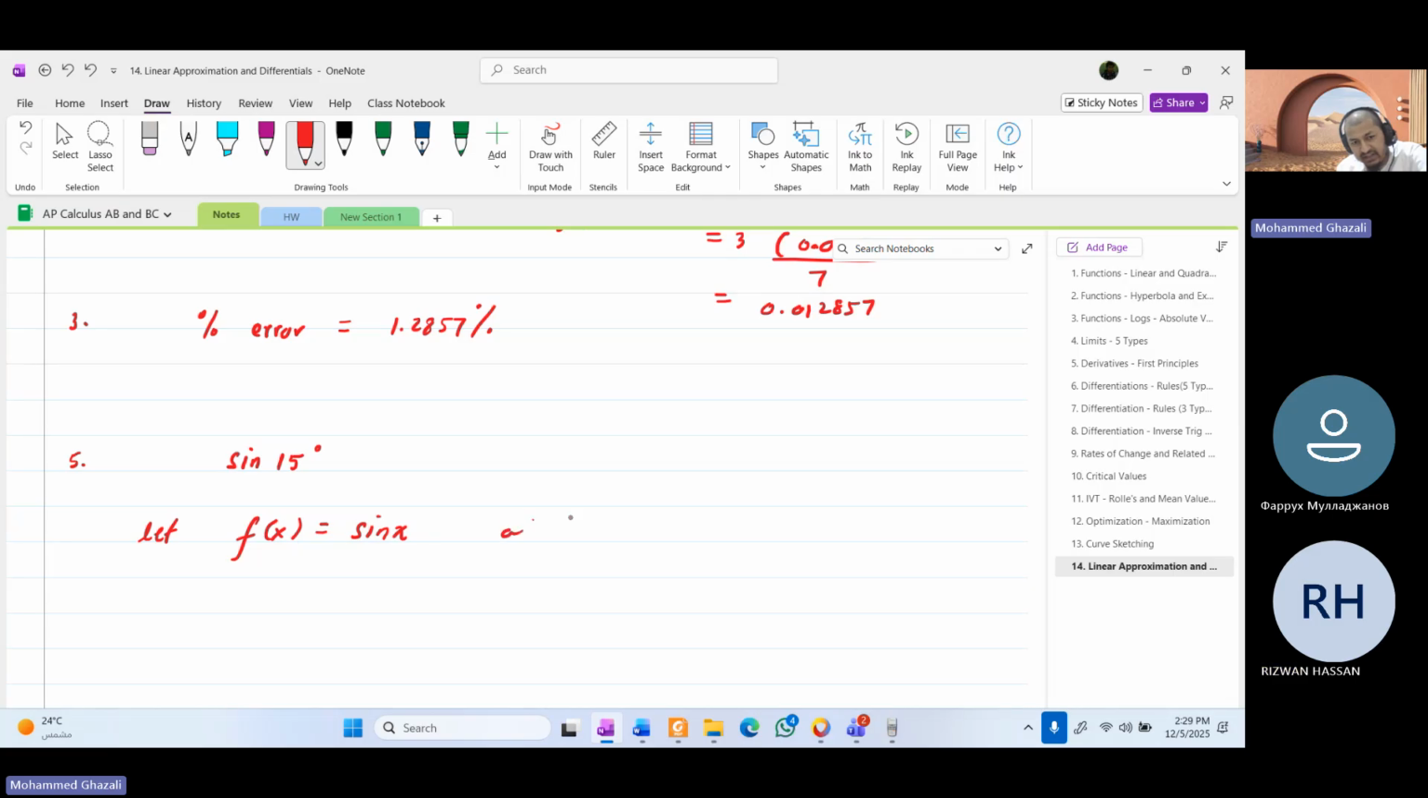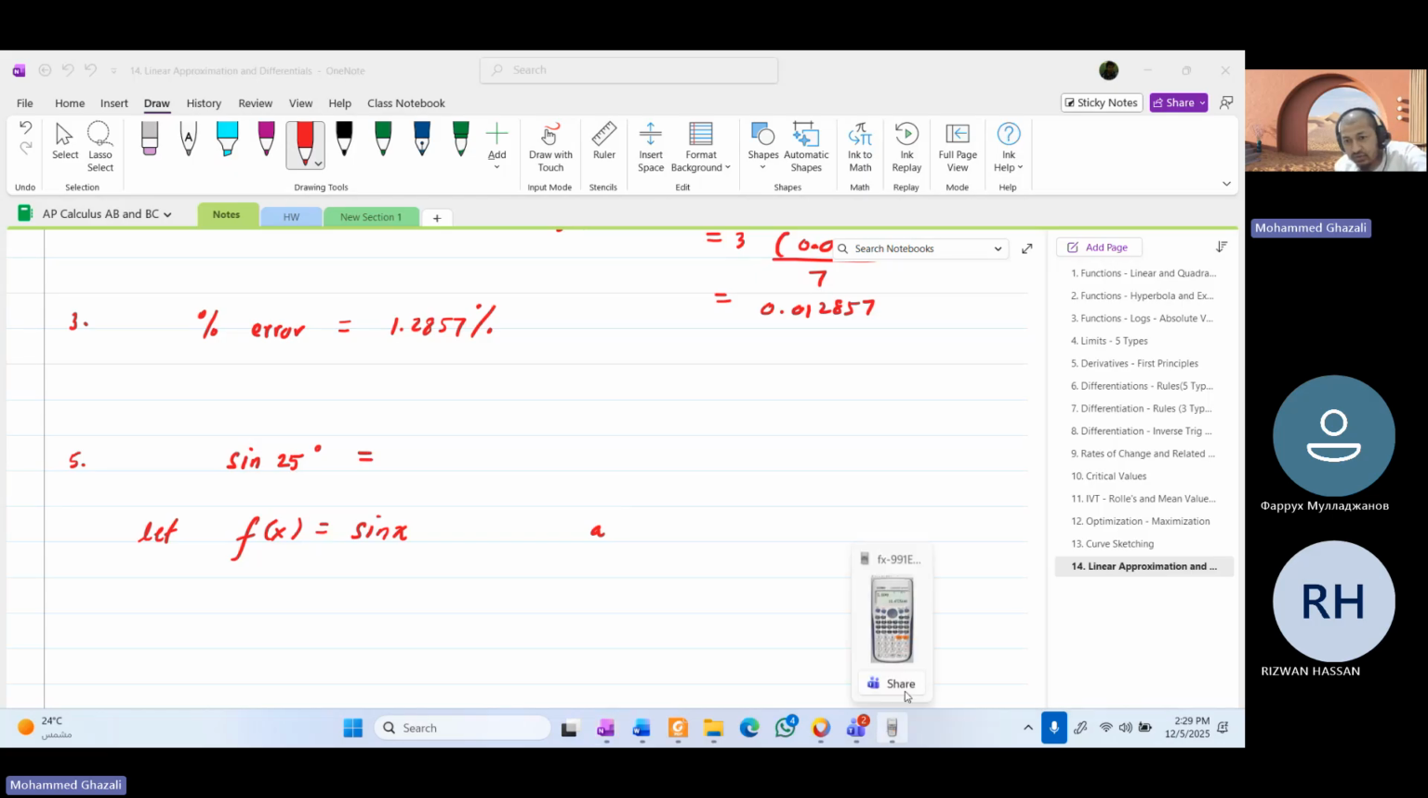And the a value is where x equals a. Very good question. What a value are we going to use now? Because if you use 0 and 30, 25 is in the middle, so I think 30 is much better. So we're going to choose a as 30 degrees, but we can't work in degrees, so we change it to radians, so pi over 6.